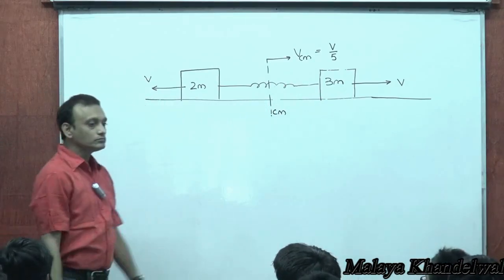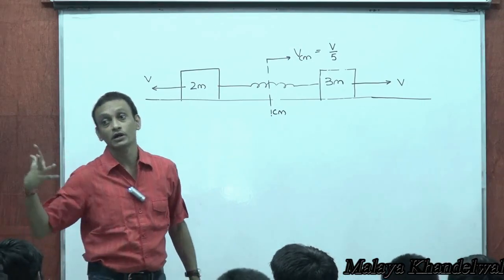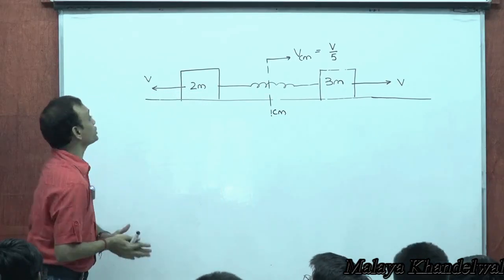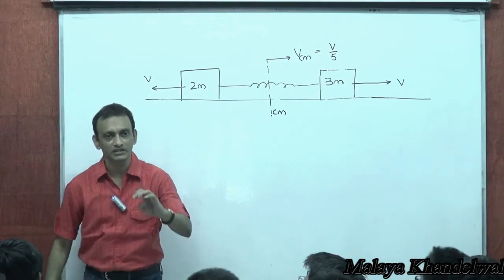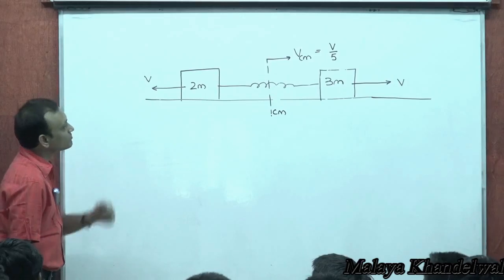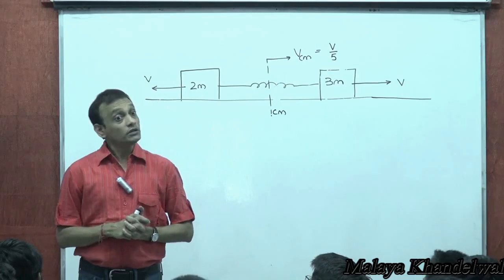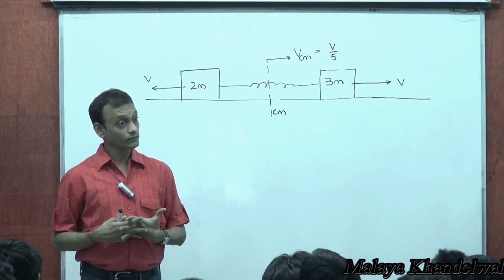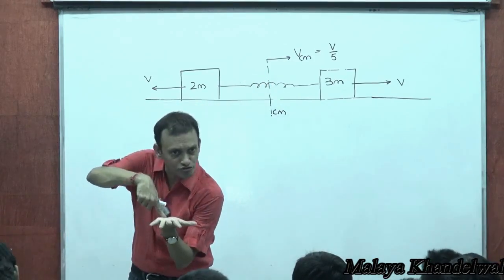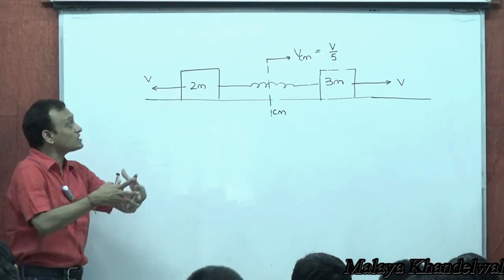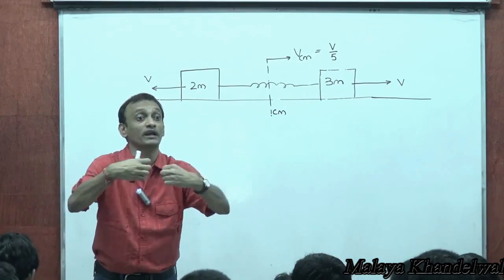Now, how would this system respond? Let's understand how this system would respond. What would be really the kind of motion executed by 2m and 3m. Now, to put it very precisely, the way things will happen here is that in the center of mass frame, that means if you are an observer sitting upon the center of mass, then with respect to the center of mass, the two particles, 2m and 3m, will execute simple harmonic motion, will execute oscillation.